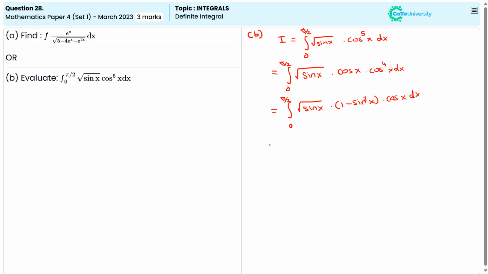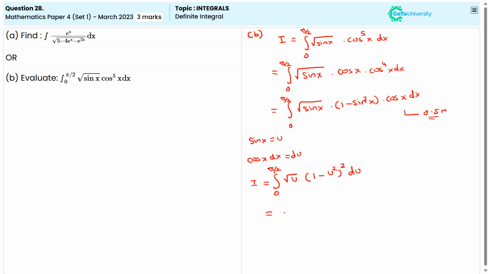Now we are going to write sin x equal to u. Now for writing this cos^4 x dx as (1 minus sin square x) squared dx, you will get 0.5 mark. Now we are going to differentiate sin x equal to u. If we differentiate this, we get cos x dx, which is equal to du. And we are going to substitute this. I equals the integration with limits from 0 to pi by 2, and the root sin x is nothing but the square root of u, into (1 minus u square) the whole square, into du.